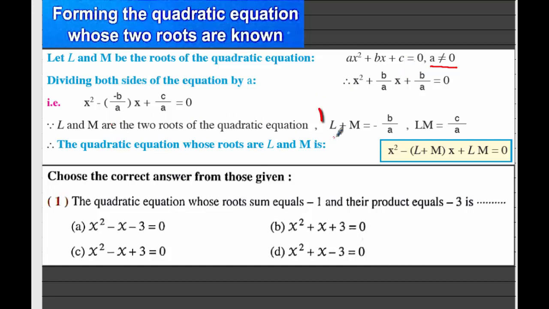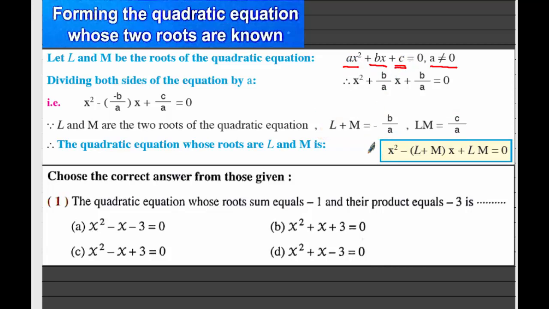So the sum of the two roots L plus M equals negative b over a, and the product of the two roots LM equals c over a. B is the coefficient of x, and a is the coefficient of x squared. C is the absolute term.